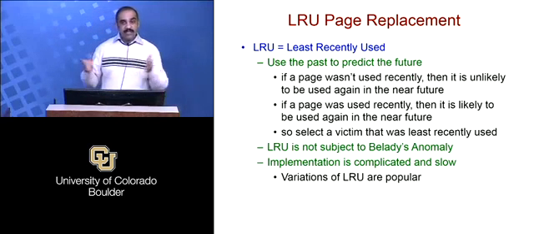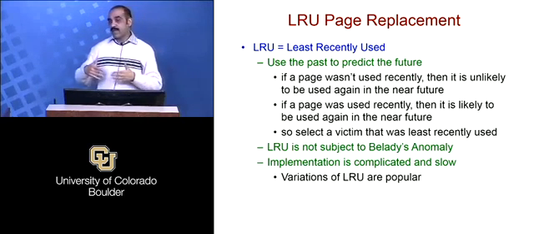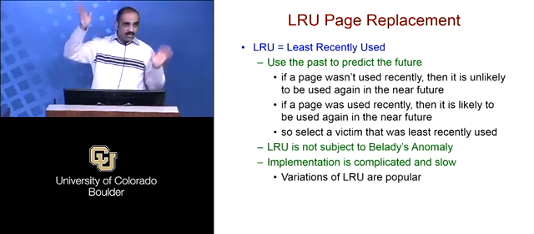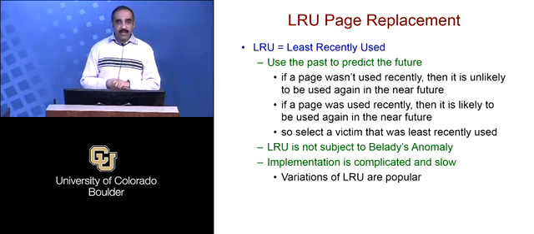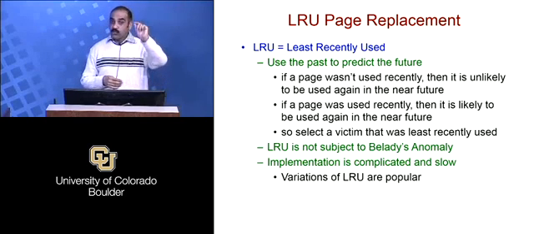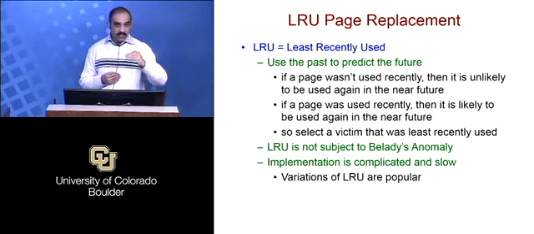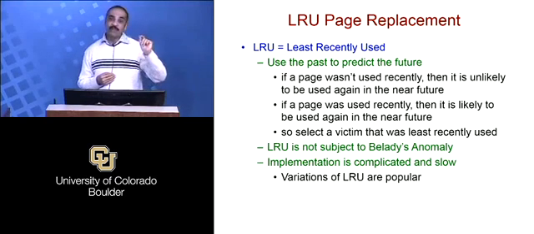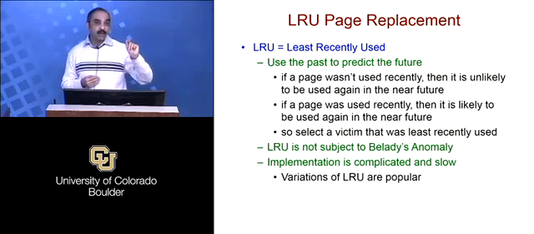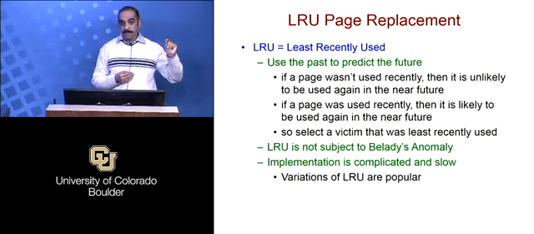Okay. So let's say for your process, right now there are 10 different page frames here, and you want to choose a frame to replace. Then among those 10, you look at when was the last time each of those pages was accessed, and then choose the frame that was least recently used.